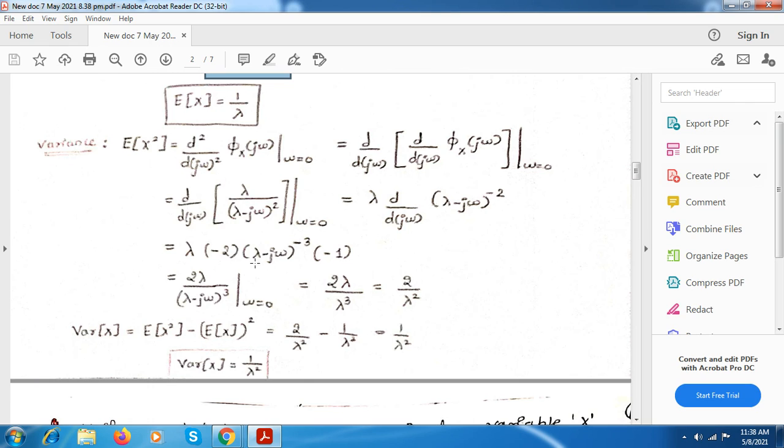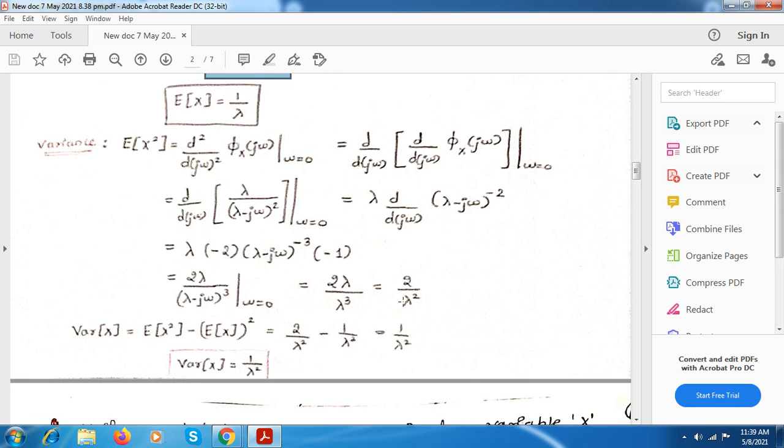If you see this, here it is minus 2 and minus 1, so this will be 2. Here lambda is kept as it is, and this is taken into the denominator, that is lambda minus j omega whole cube. Then you have to put omega equal to 0. If you put omega equal to 0 here, it is 2 lambda divided by lambda cube. 1 lambda gets cancelled, it will be 2 divided by lambda square.